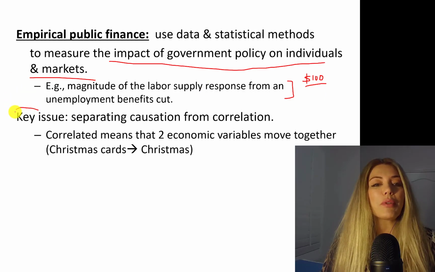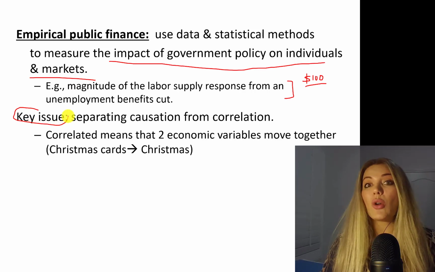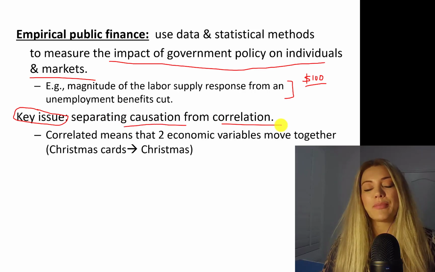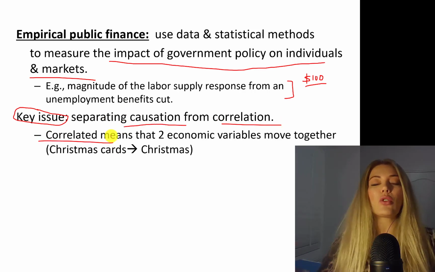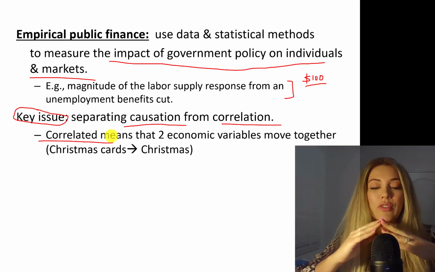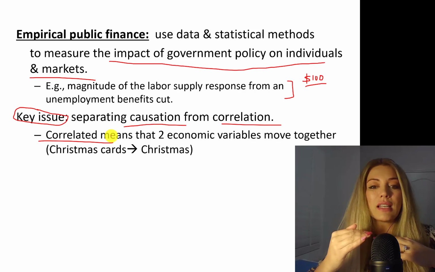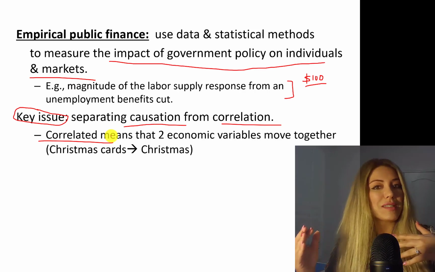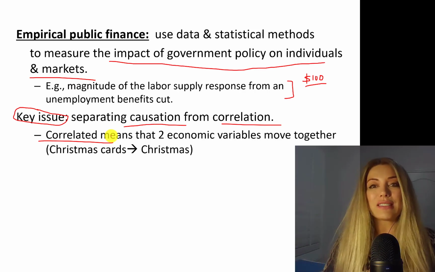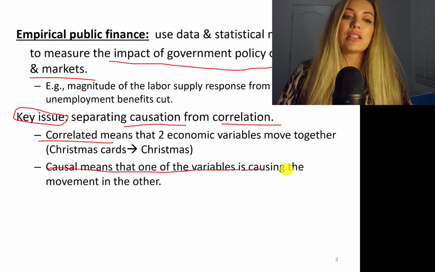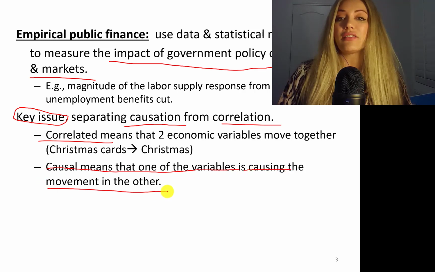So the key issue in empirical public finance, in the whole economics field really, is separating causation from correlation. What does correlation mean? Two things that are correlated means that two economic variables move together. For instance, you start getting Christmas cards, then Christmas arrives, while the Christmas cards didn't cause Christmas. So it's similar to that. There's just this correlation. Causal means that one of the variables is literally causing the movement in the other variable.